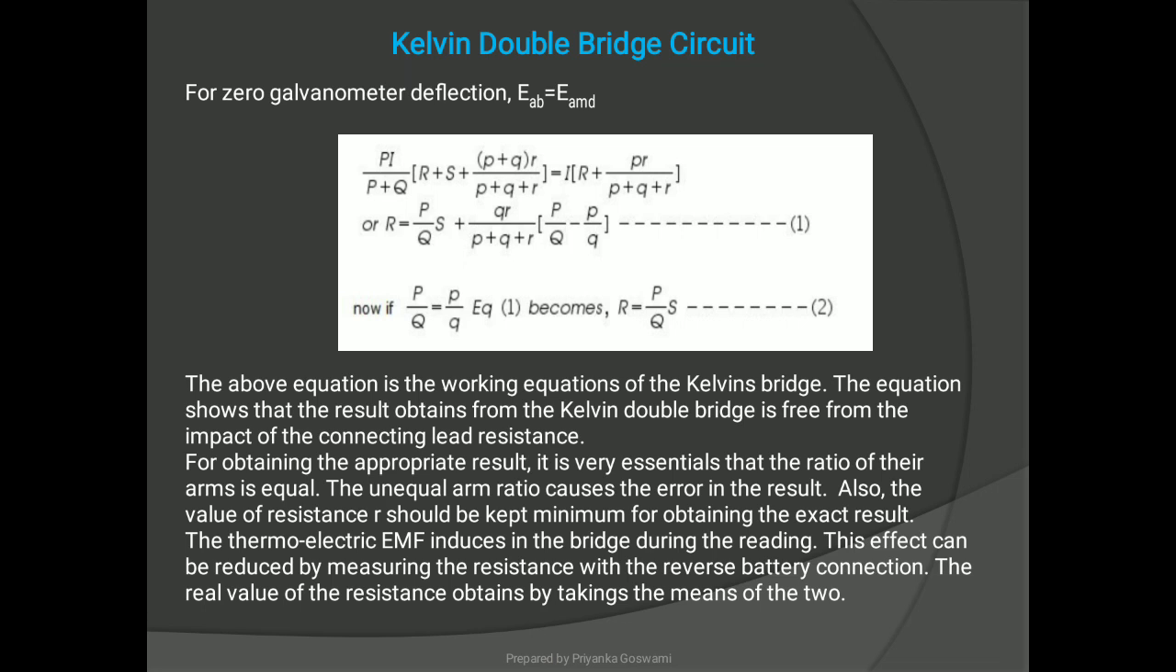By solving this equation, we can write R equals capital P by capital Q into S plus small q into R by small p plus small q plus small r into capital P by capital Q minus small p by small q. If capital P by capital Q equals small p by small q, it becomes capital R equals capital P by capital Q into capital S. Here R is the unknown resistance.